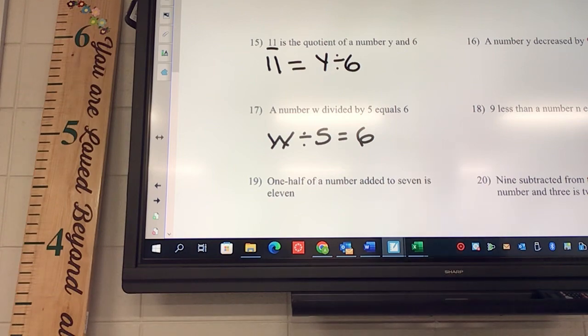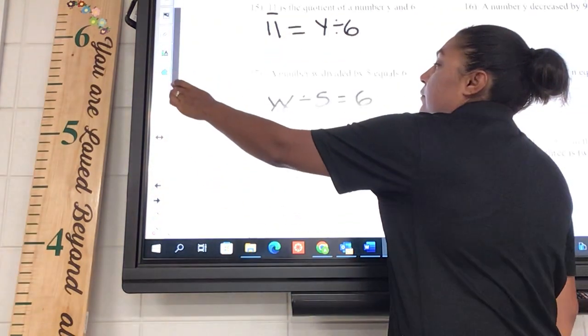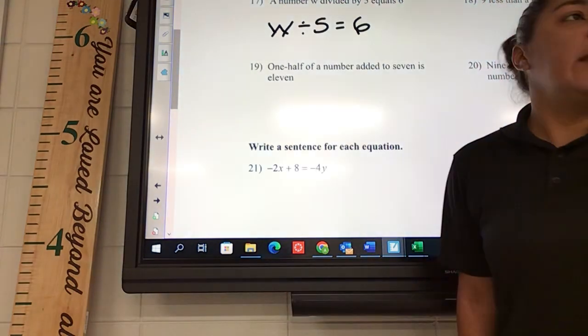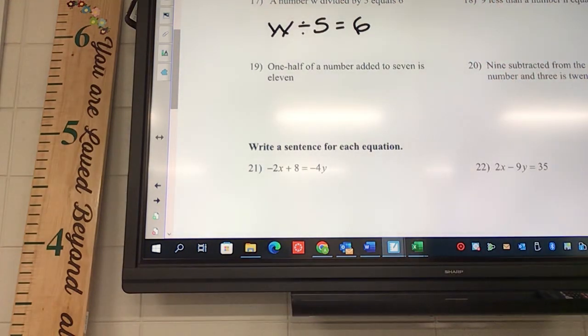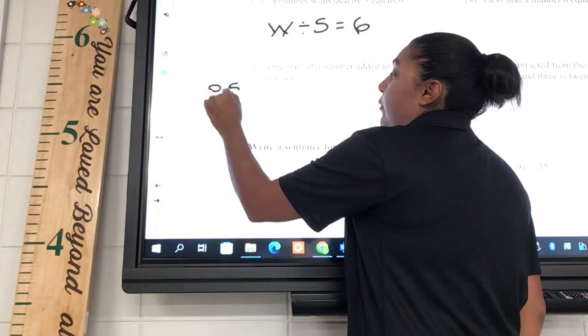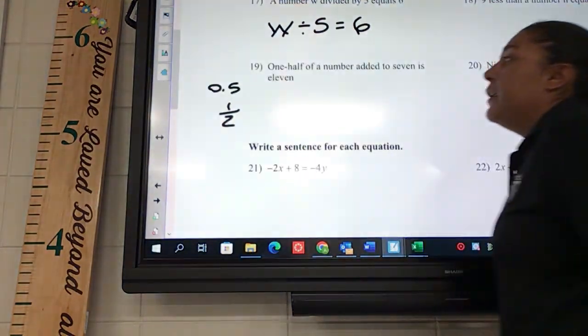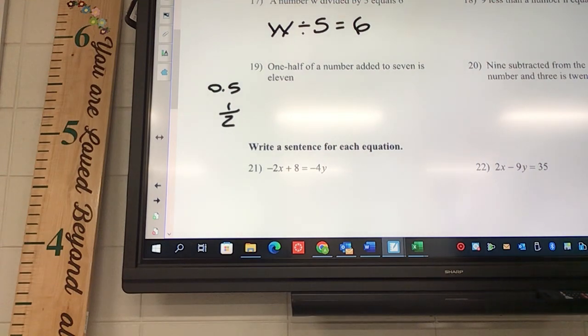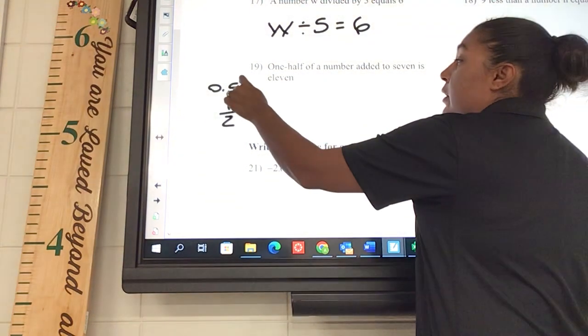One half of a number. How do you write 1/2? 1/2. Okay. What's the decimal of that? Anybody know? 0.5. Okay, so we can say 0.5, or you can say 1/2. A number. What's a number? Like n or N, any letter. Okay, so either one of these works.